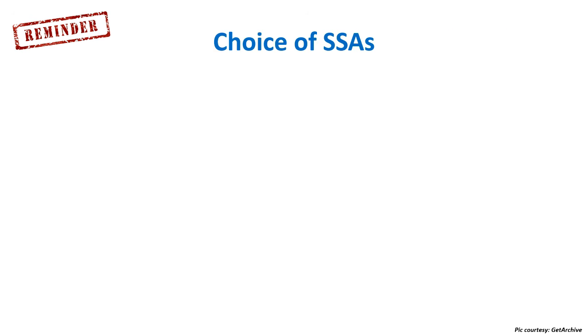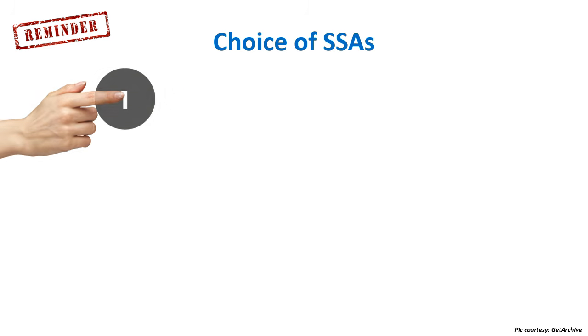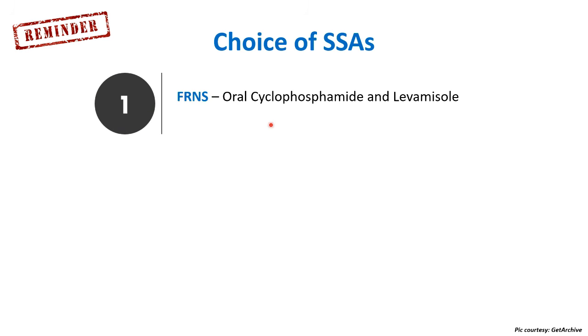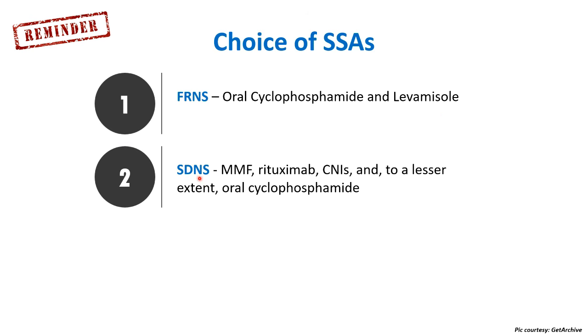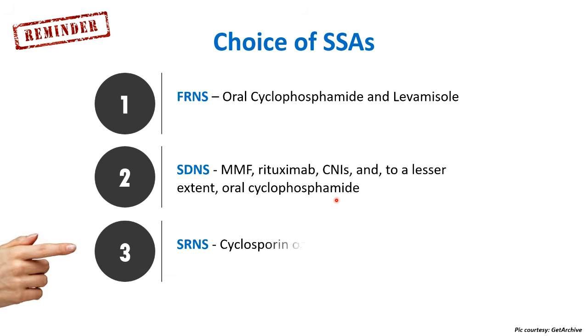So the choice of steroid sparing agents, and this has been mentioned in KDIGO 25, in patients with FRNS, oral cyclophosphamide and levamisole should be preferred. In SDNS, mycophenolate mofetil, rituximab, CNIs, and to a lesser extent oral cyclophosphamide should be preferred. And in patients with SRNS, CNIs are the drugs which should be preferred.